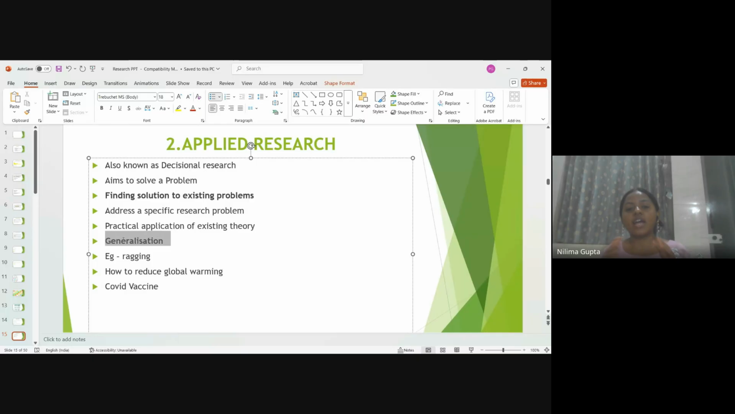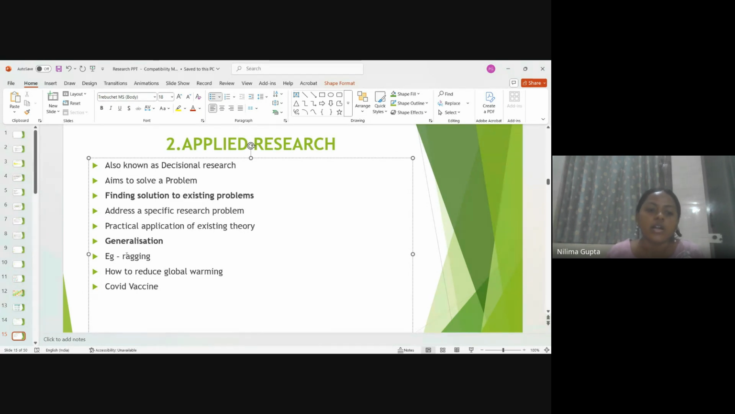Very, very important: whenever applied research is there, how will you come to know that in this question it is talking about applied research? You will only come to know when you observe this one thing: the problem that has been solved has a general solution being offered. So when any problem has been solved and a general solution has been offered, then it is called applied research. Generalization is very important. This theory will bring generalized solutions. So it is a practical application of whatever existing theory is there.